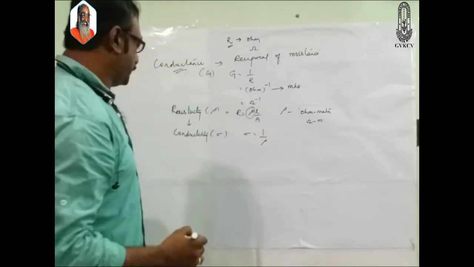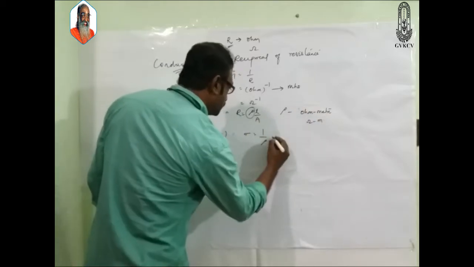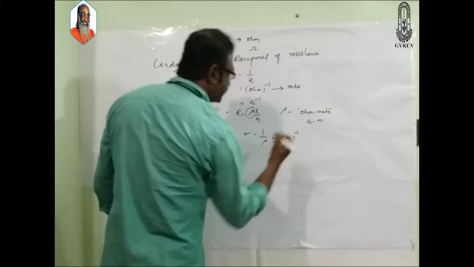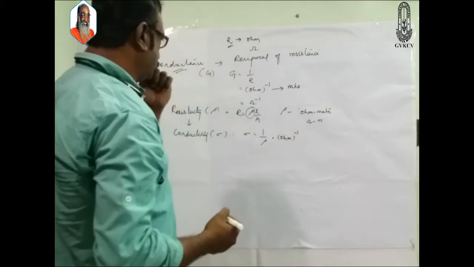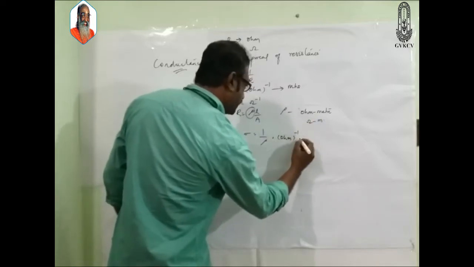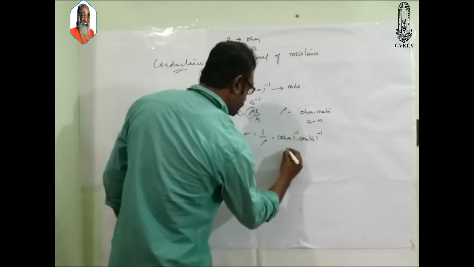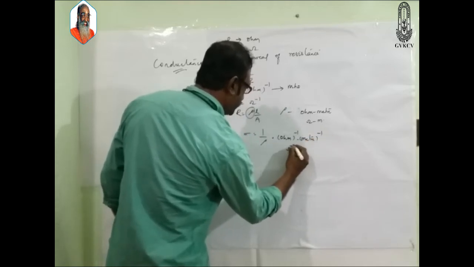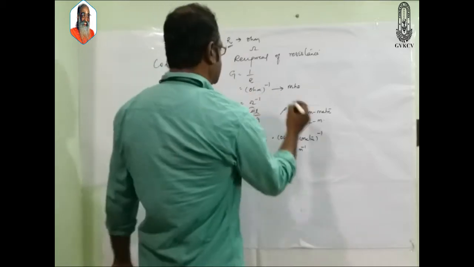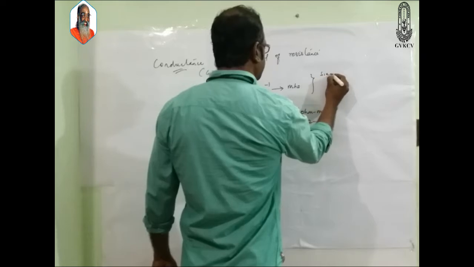It's the reciprocal. So when I write the units for this, the reciprocal of ohm meter is ohm inverse meter inverse. Or I can write it like this: omega inverse meter inverse. And there is one more unit for this conductance. The SI unit is Siemens.